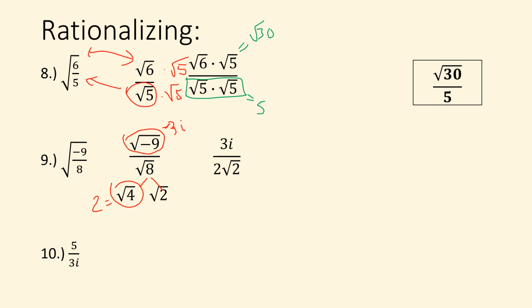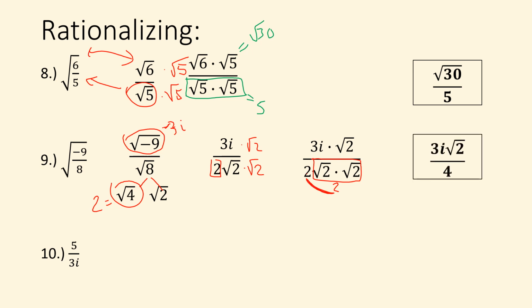Just like the last one, we want to get rid of this radical on the bottom. We only have to multiply by the radical, so we're going to multiply by radical 2. We don't have to multiply by this part. That part's okay. All right, so times radical 2 on the top and the bottom. These guys pair up. Okay, so now there's another 2 on the bottom. These guys multiply. So on the bottom now we have a 4. 2 times 2 gives us that 4. And on the top we have 3i radical 2.